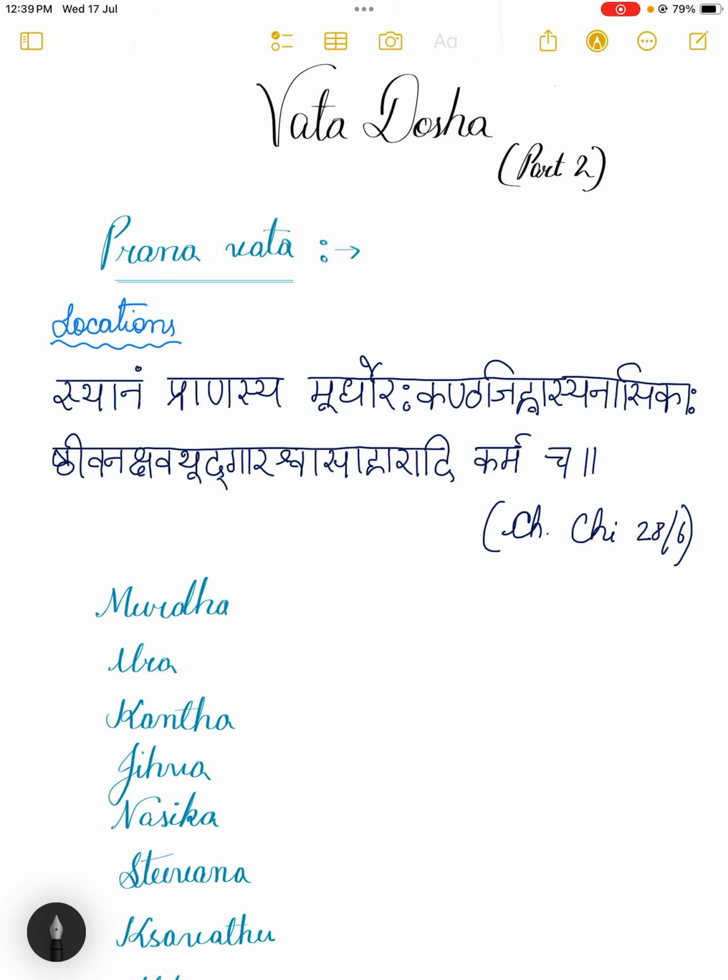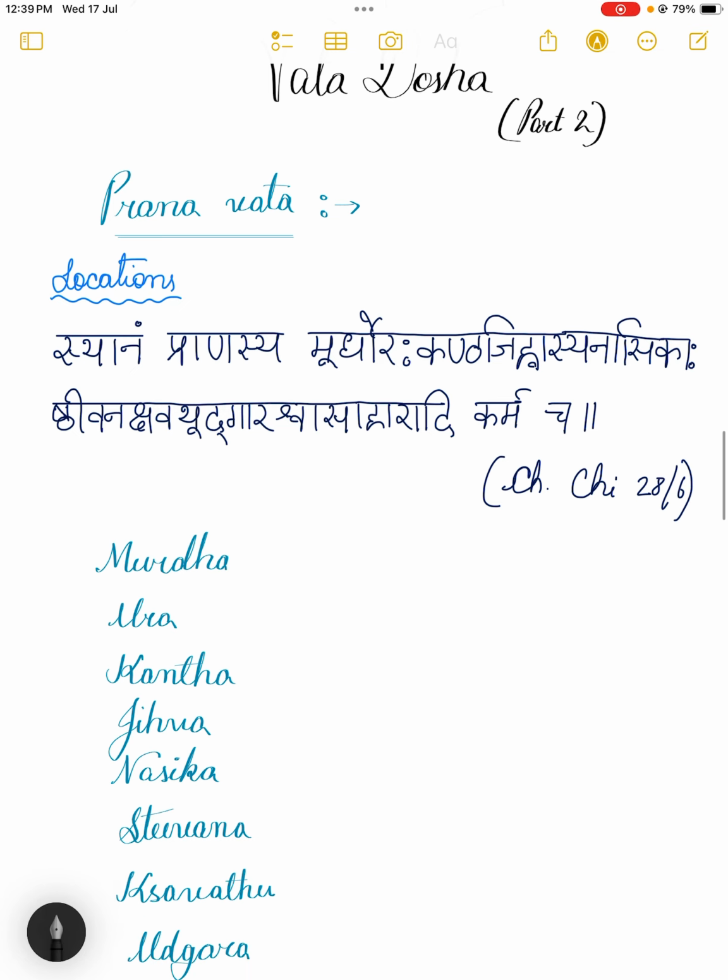Acharya Charak in Chikitsastan has mentioned that स्थानं प्राणस्य मूर्धो उरः कंठजीव अश्वनासिकः स्थीवनं शवतु उद्गार श्वास ahara adi karma cha. Now again, this is a very big verse. Let's understand its meaning in detail.